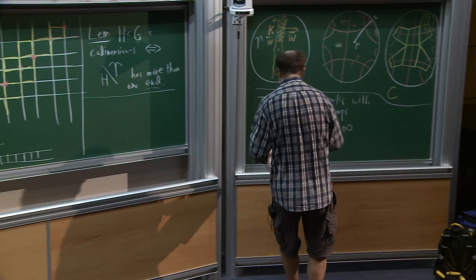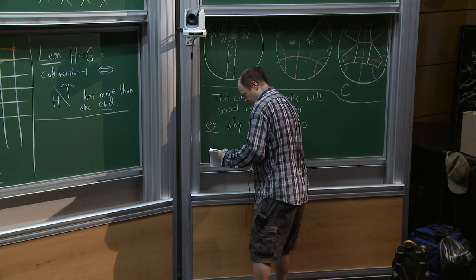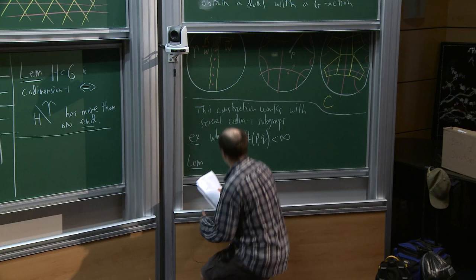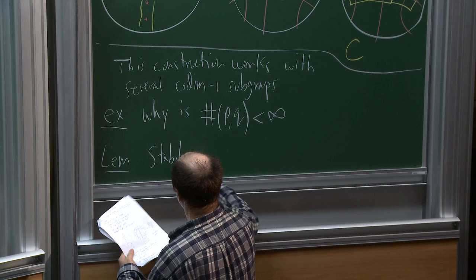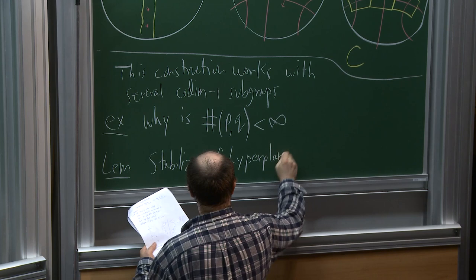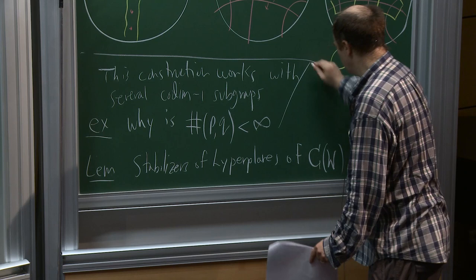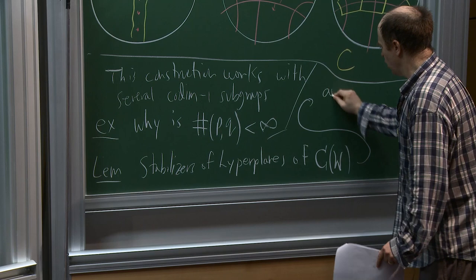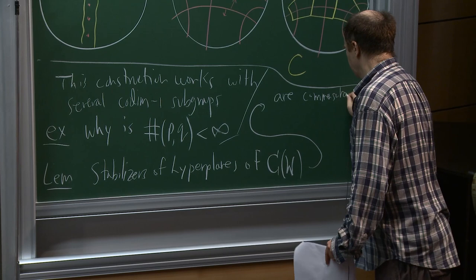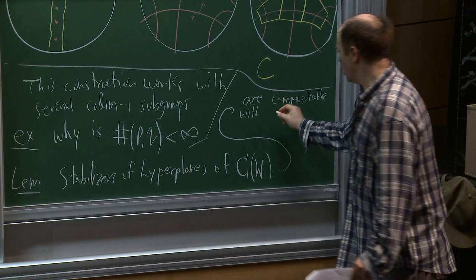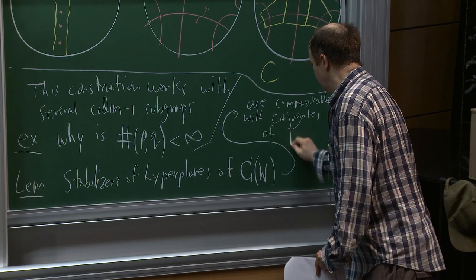Another thing to note, and then I think I'll stop there, is that as you can maybe guess from the construction, the stabilizers of hyperplanes of the dual cube complex end up being commensurable with conjugates of our codimension one subgroup H.